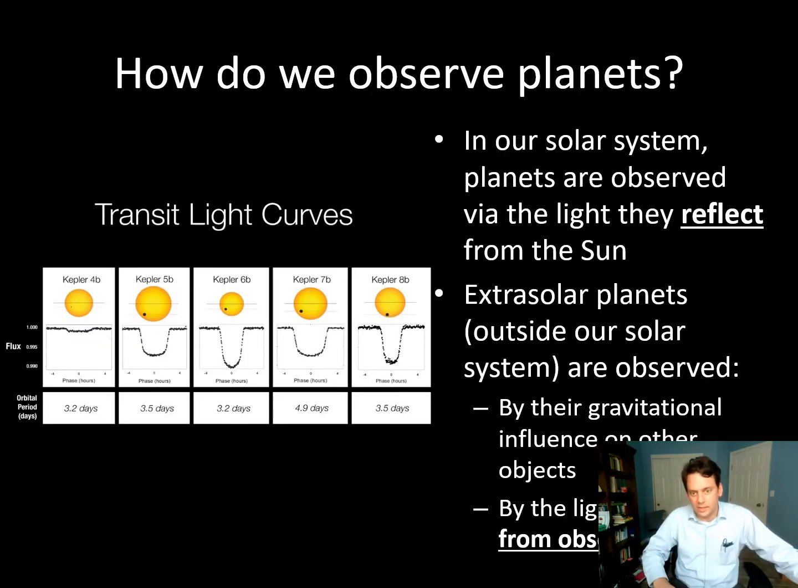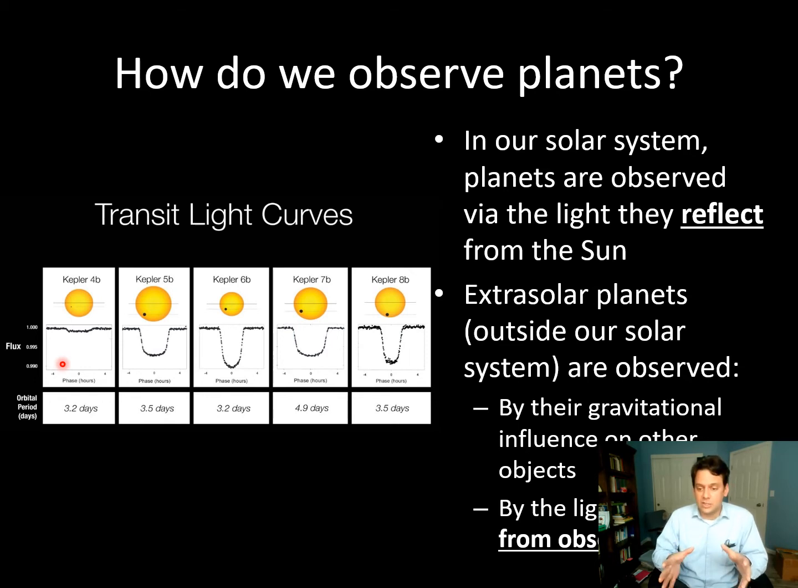So speaking of which, how do we observe planets? We know they exist, but how do we observe them? There are a couple of different ways. In our solar system, they are usually observed by just observing the light that they reflect from the sun. We've said a planet doesn't generate its own light, right? All it can do is reflect light from somewhere else. And in our solar system, that somewhere else is the sun. So the sun gives off light, that light hits the planet. Some of that light, not very much of it, but a little bit, is reflected back in the direction of Earth, and we can observe that.